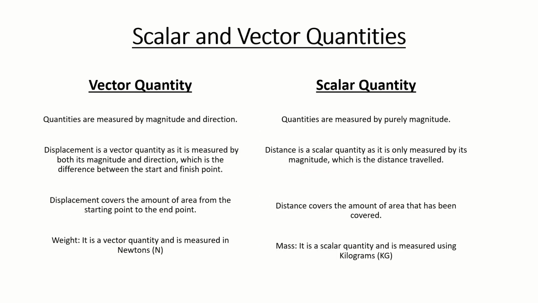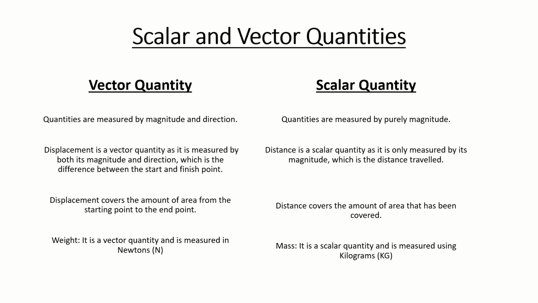Moving on from that, you have scalar and vector quantities. A vector quantity is measured in both magnitude and direction, whereas on the other hand, a scalar quantity is only measured purely by its magnitude. Displacement is a vector quantity as it is measured by both magnitude and direction, which is the difference between the start and the finish point of either an object or an athlete.